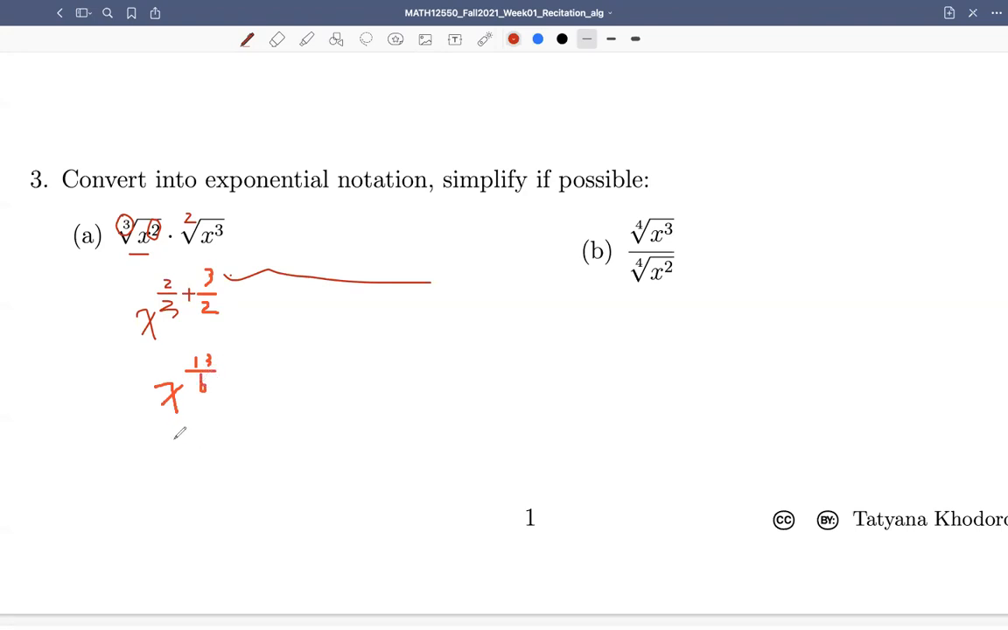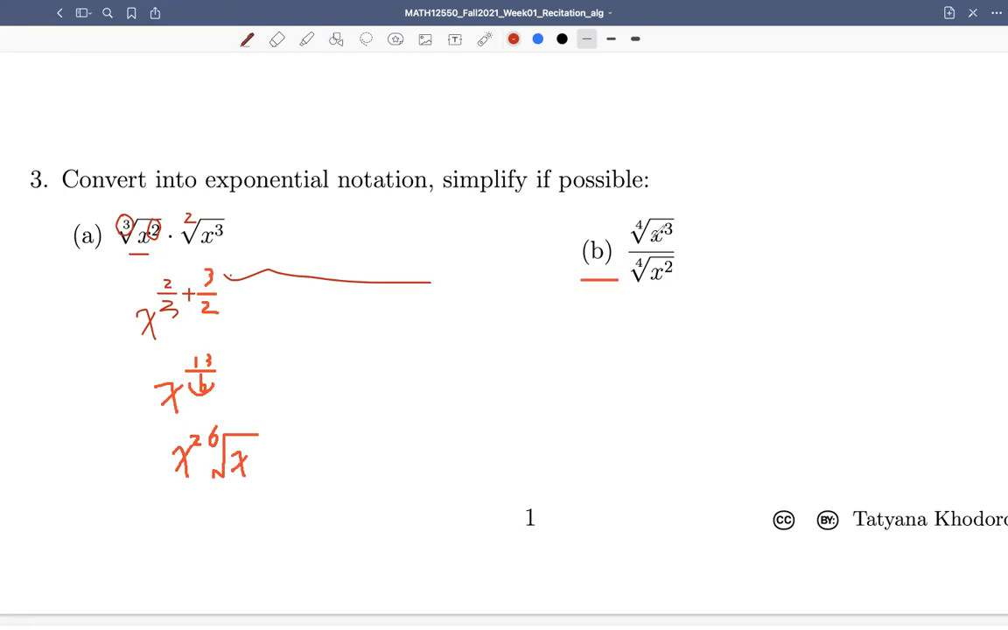13/6. 13 can be split as 12 plus 1. 12 divided by 6 is 2. So we get x squared. And then we're left with 1/6 for the power of x. That means it's x in 6th root. So the index is 6 because the denominator is the index. So the answer for 3a is x squared and the 6th root of x.